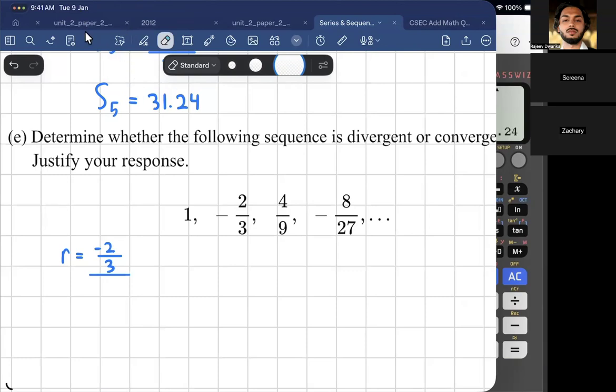All right. Are you there? Yes, sir. All right, so let me continue. Zachary, you can't just say that R is less than 1. You need to prove it. And to prove it, you need to actually do multiple ones to show that it has a common ratio. So we could say minus 2/3 over 1. And what would that give me, Zachary?